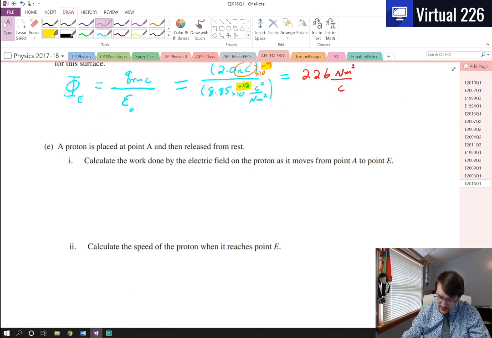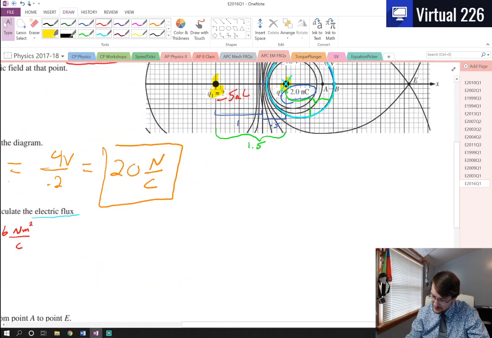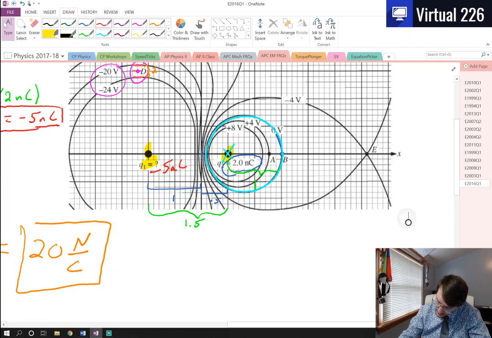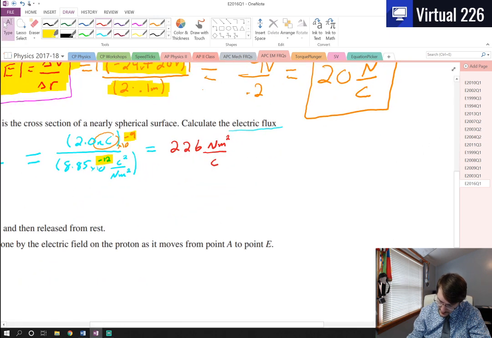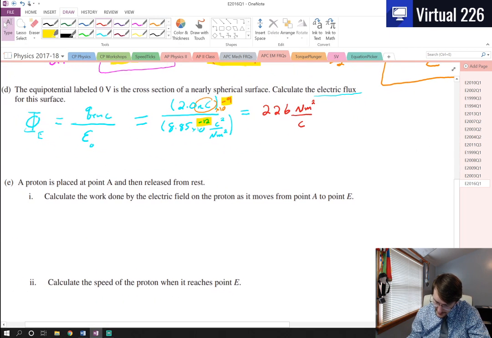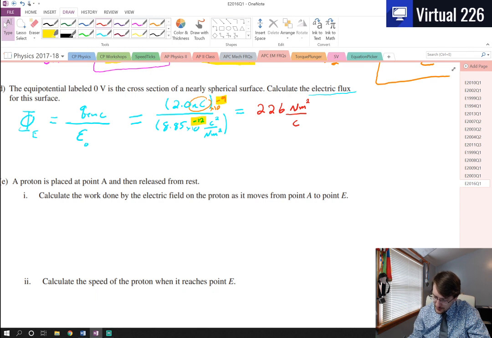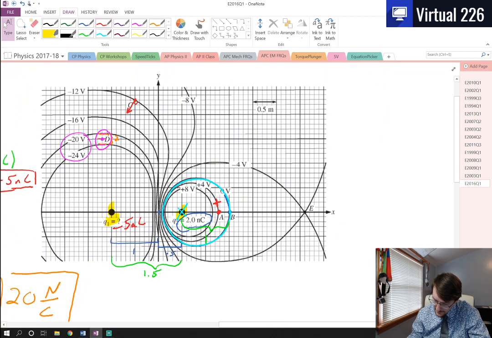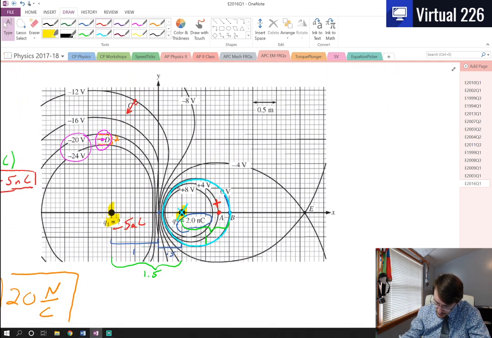Now in part E, we have a proton placed at point A and released from rest. So where's point A? Okay, so here's point A. And they said a proton, so it's a positive charge. Calculate the work done by the electric field on the proton as it moves from point A to point E. Where is point E? Ooh, here's point E.